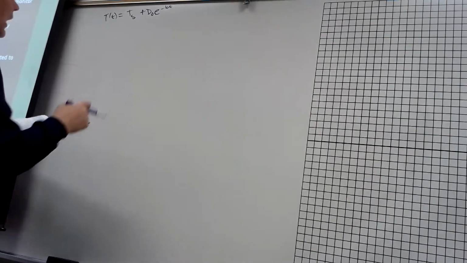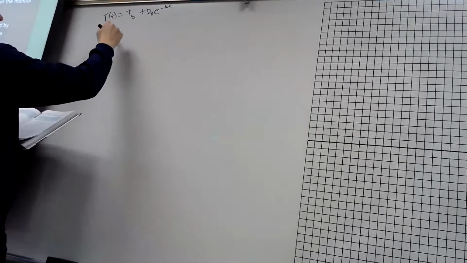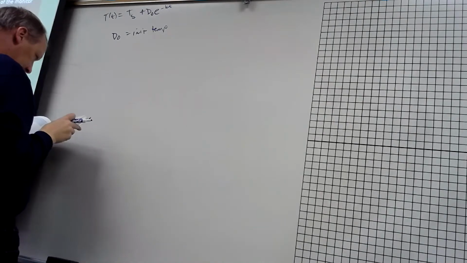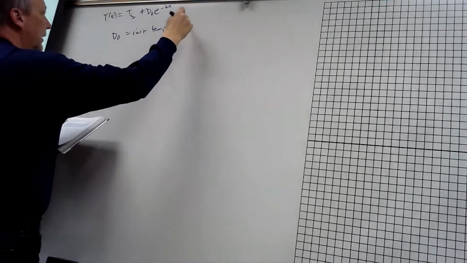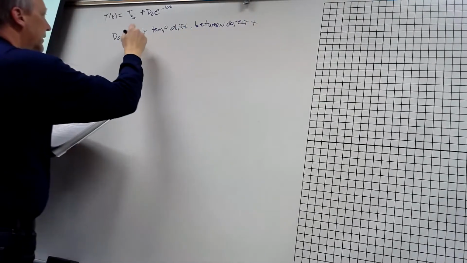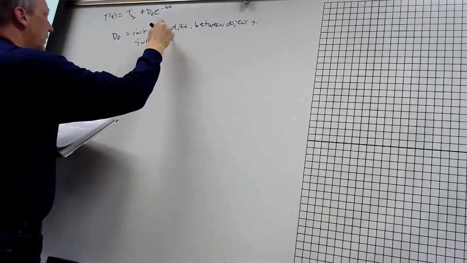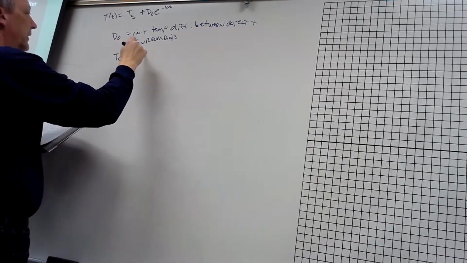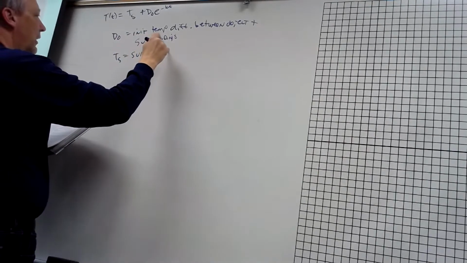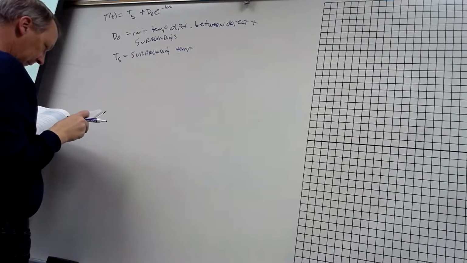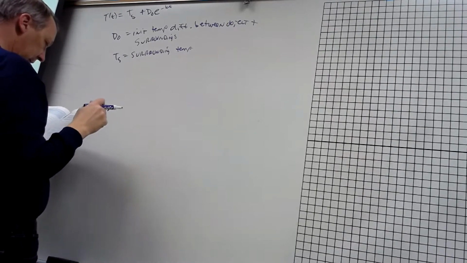Okay? Now, as far as these go, D0 equals your initial temperature difference between an object and the surroundings. T sub S equals your surrounding temperature. Okay, and k is the rate.